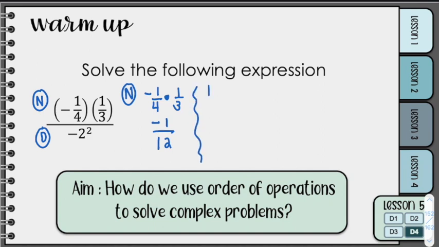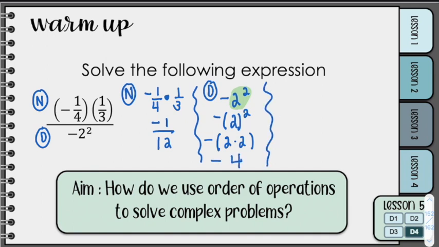For our denominator, we have negative 2 to the second power. So be careful with your exponent. The exponent is being applied to the base of 2 and not actually the negative. So what you can do is negative parentheses 2 to the second power. So this would be negative 2 times 2. So we'd have a negative 4.